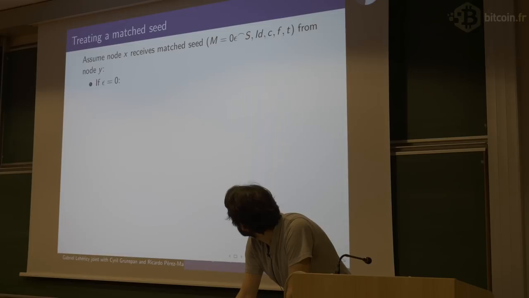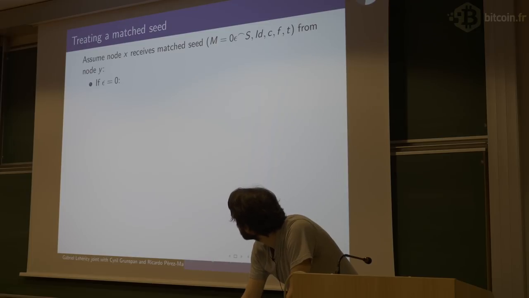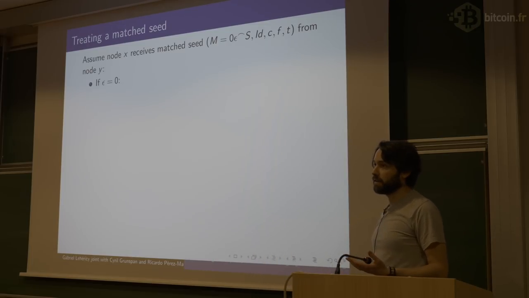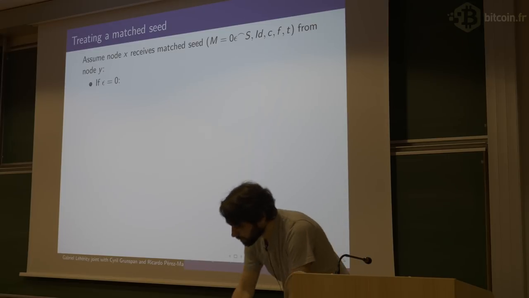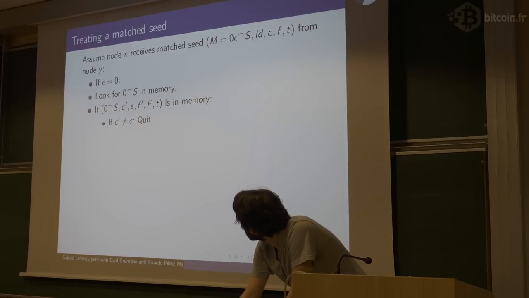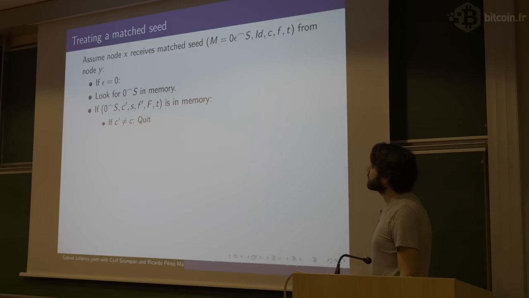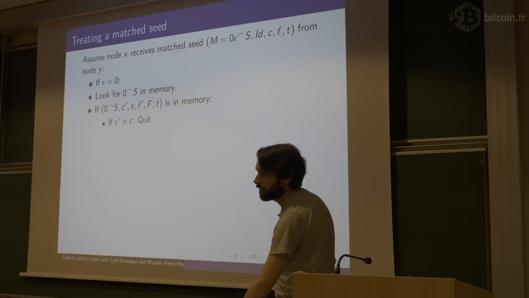Now, why are there two different kinds of match seeds, one from Bob and one from Alice? Well, because treating a match seed will depend on whether it goes to Alice or to Bob. So if a node receives a match seed, with epsilon equals 0 or 1. Now, if epsilon equals 0, then it looks for the seed from Alice. And as I said, it needs to check that the counter associated to the match is the same as the counter associated to the pheromone seed. And if it's not the case, it quits.